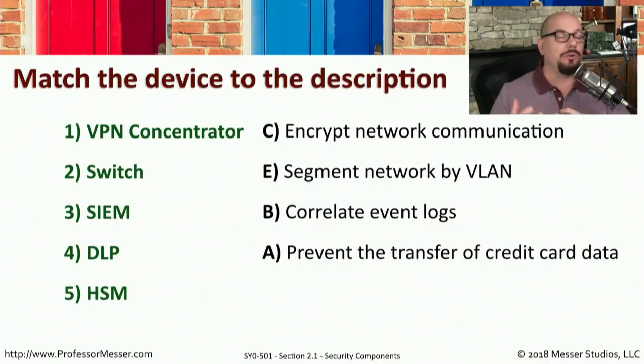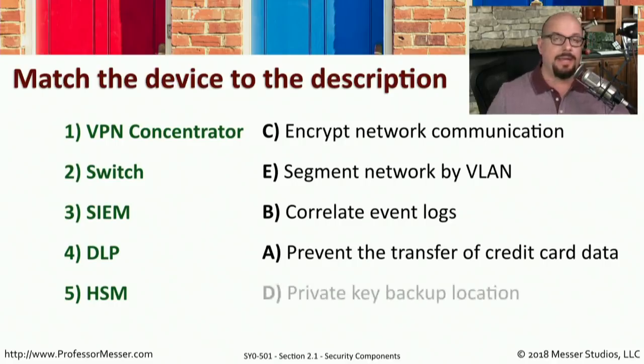There are a number of algorithms that can be used to determine if a series of numbers are a credit card, and then it can block those or alert or provide you with notice that that information was being sent across the network. And then lastly, an HSM.